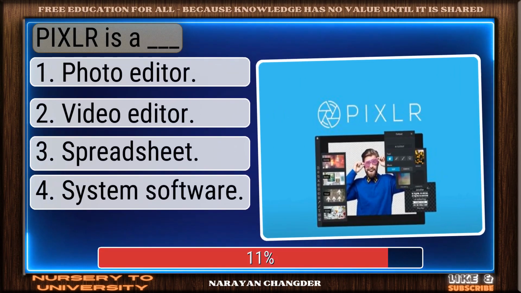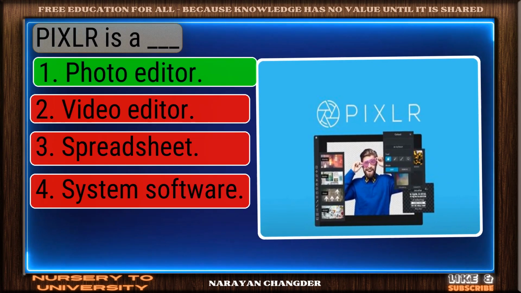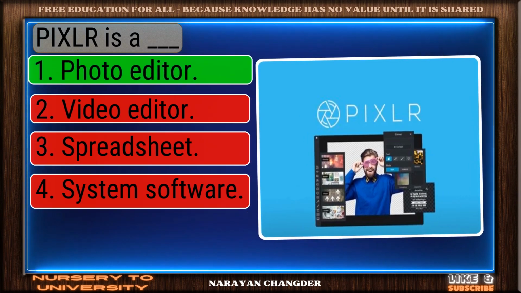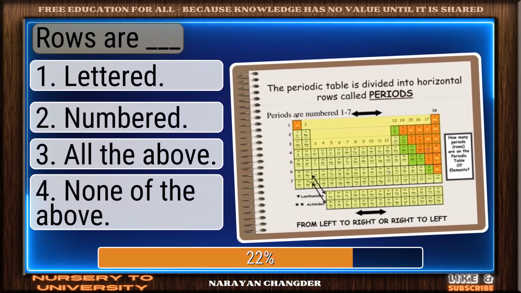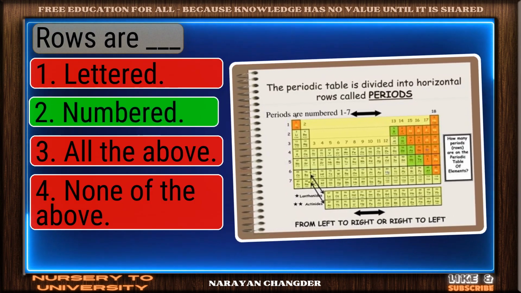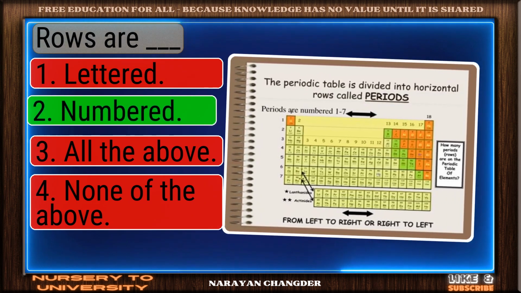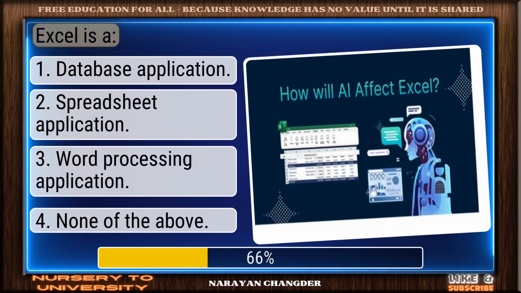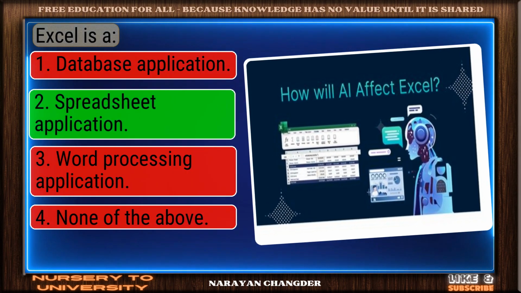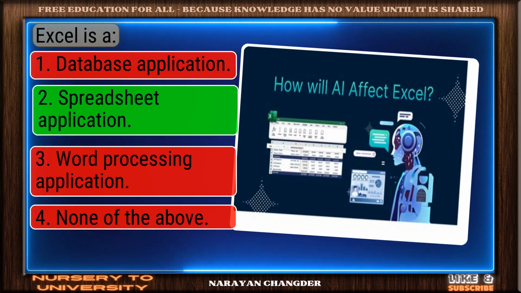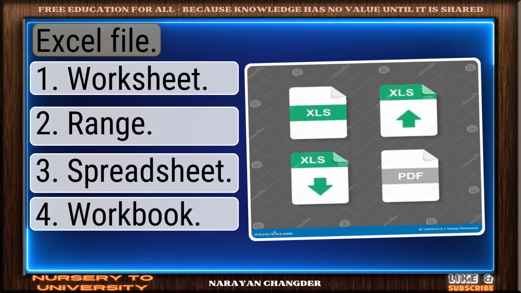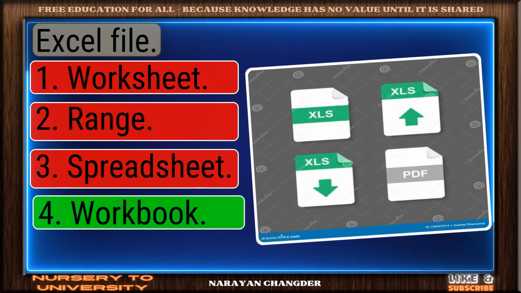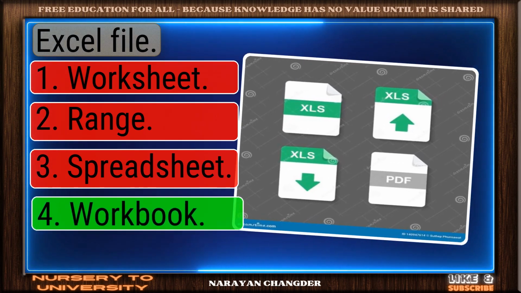Pixar is a dash. Excellent choice. Photo editor is the right answer. Rows a dash. Right again. Numbered is a valid answer. Excel is a. Smart move. Spreadsheet application is an accurate answer. Excel file. Well reasoned. Workbook is the correct choice.